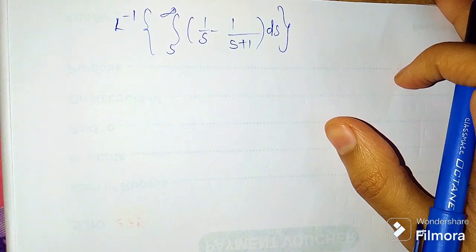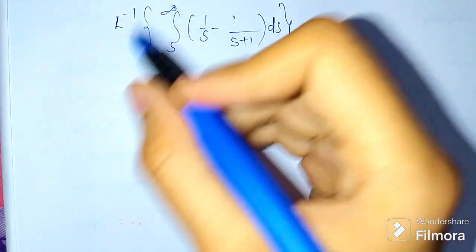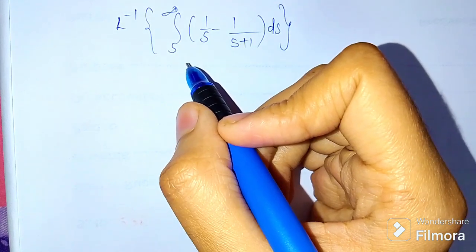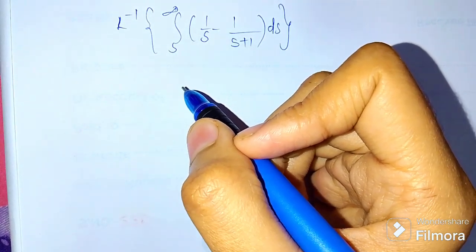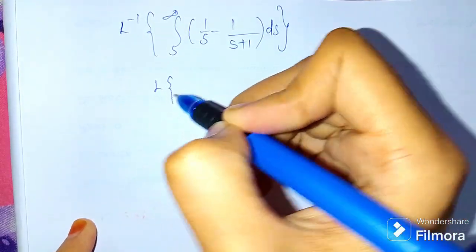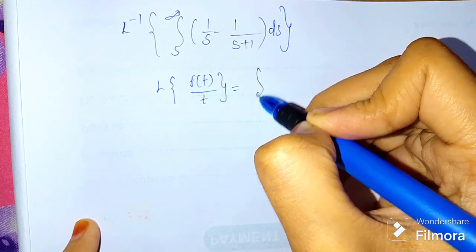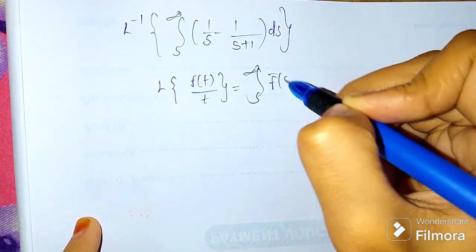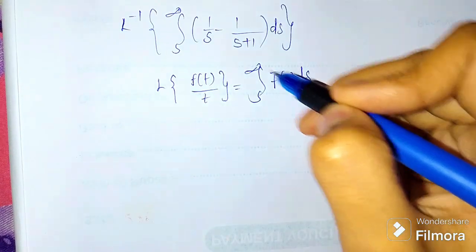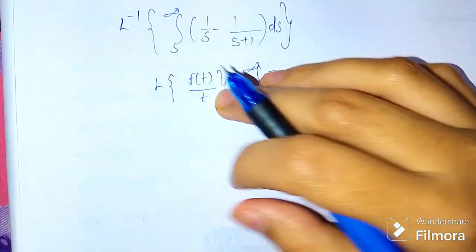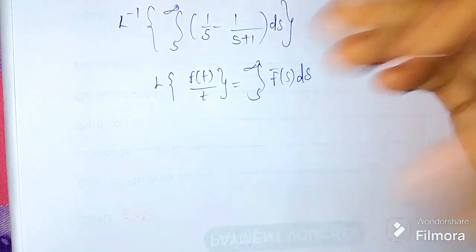So this one, Laplace inverse of integral from s to infinity. So what is the property you can think? It is which property? Divide by t property. What is divide by t property? Laplace of f of t by t is equal to integral from s to infinity f bar of s ds. So from this, Laplace inverse of this is equal to f of t by t. So this we call inverse Laplace transform of integrals.